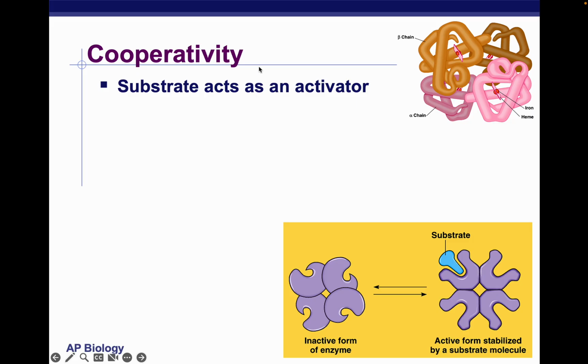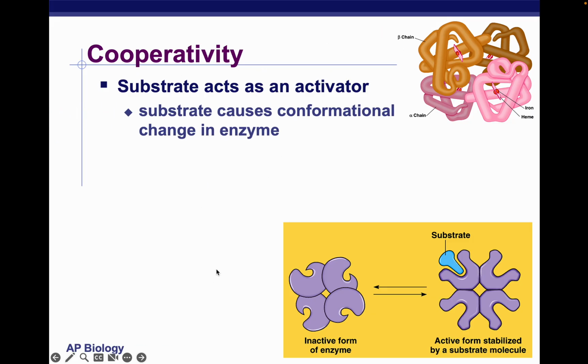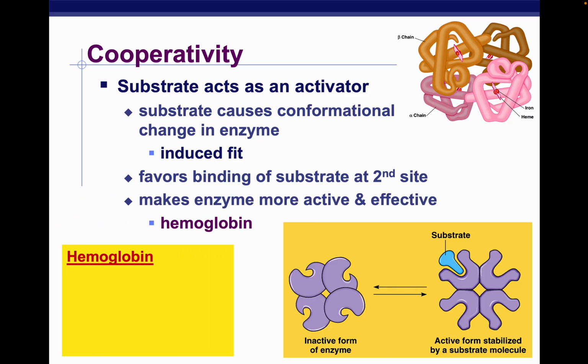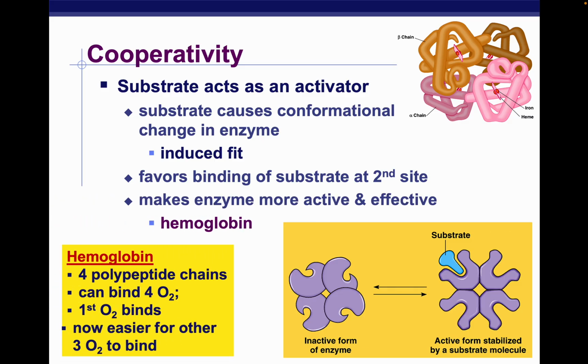Cooperativity is actually interesting. The substrate acts as an activator. This is common in hemoglobin, where the first oxygen molecule the hemoglobin carries will bind to the hemoglobin, and that oxygen will actually increase the affinity for it to bind more oxygen. So yeah, that's an example. First O2 binds, and now it'll be easier for the other O2 to bind, thanks to cooperativity. And that is all.